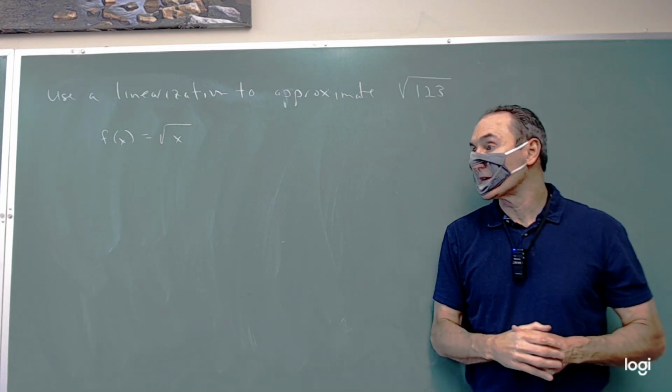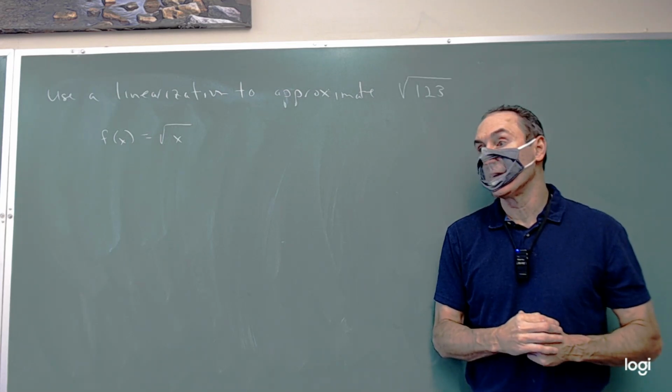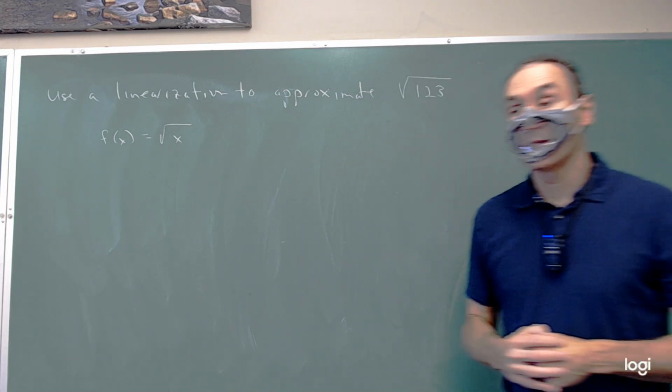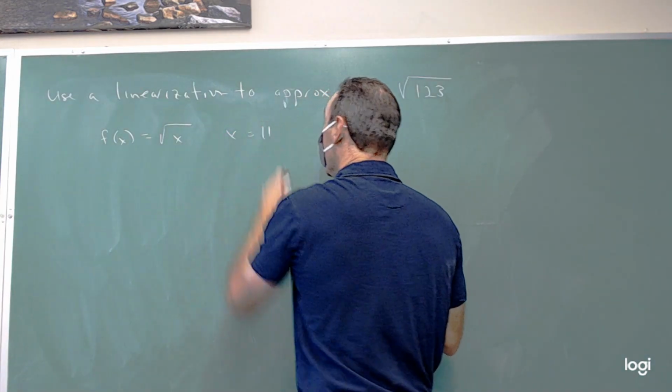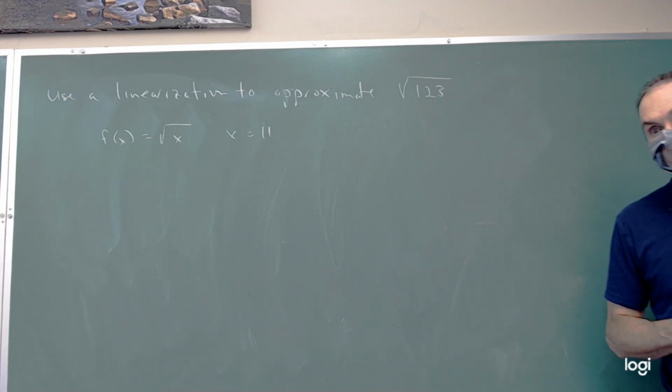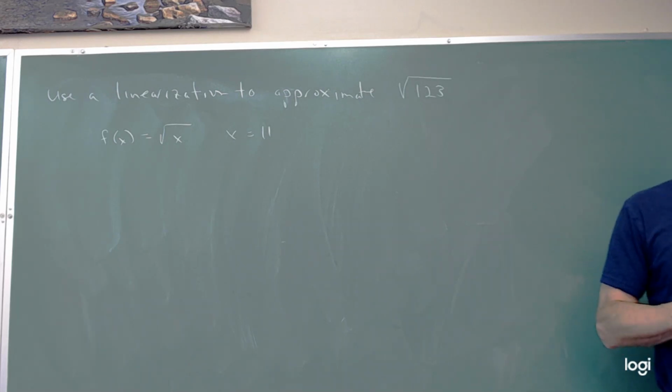I'm going to use the perfect square. 121 is the closest perfect square. Does that make sense? That's 11 squared, and 12 squared is 144. So we're going to choose x to be 121. Okay. I'm going to give you a moment to see if you can do that. So we're trying to find a linearization. That means you are trying to find an equation of a tangent line to f of x equals square root of x at x equals 121. Sorry. That sound better? Okay.